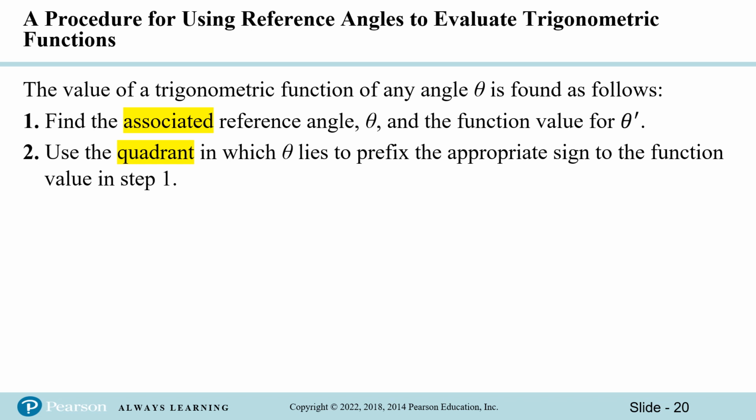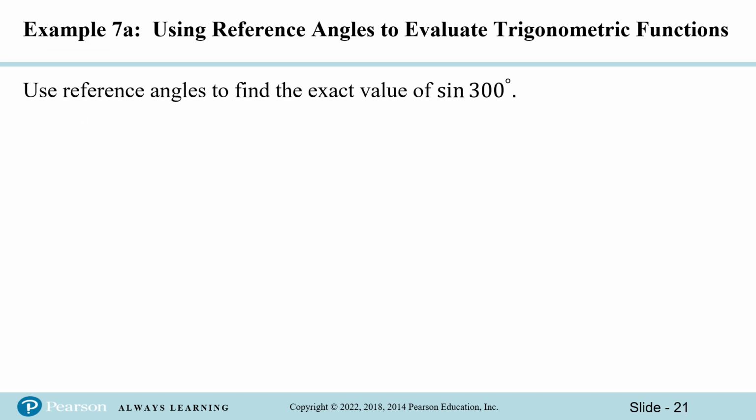Find the reference angle, find the function for that reference angle, figure out which quadrant it has to be in, and then use the appropriate positive or negative. I don't like doing it with degrees. We don't like degrees.